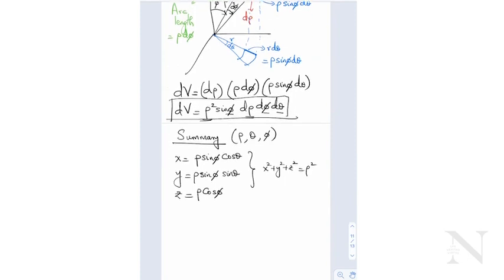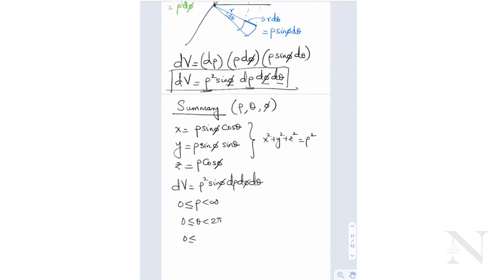All right, and dv is rho square sine phi d rho d phi d theta. Radius is strictly positive. Theta goes from 0 to 2 pi, no change. Phi goes from 0 to pi. And that is spherical coordinates.